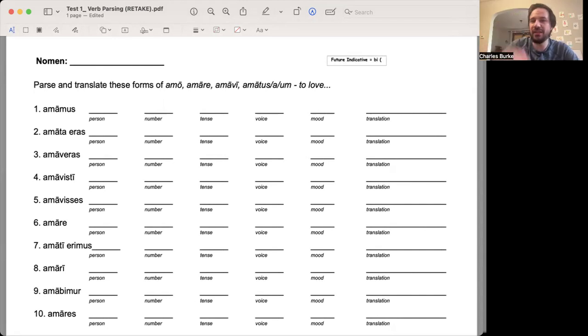Remember, I usually like to put the I in parentheses because really it goes bo, bis, bit, bimus, bitis, bunt. So you also see a bo represented and a bu represented in bunt. And also, if you do the passives, bor, beris, bitur. So you see a be represented. I think of the core as that bi, but that vowel changes all the time. So the future indicative, that's kind of the tense marker we'll be looking for.